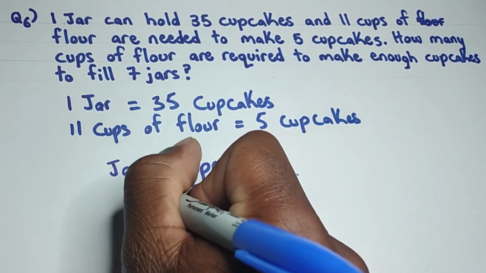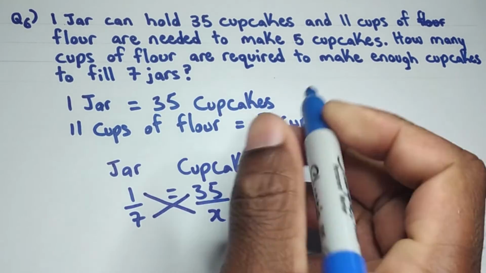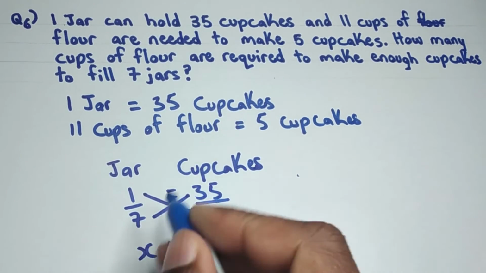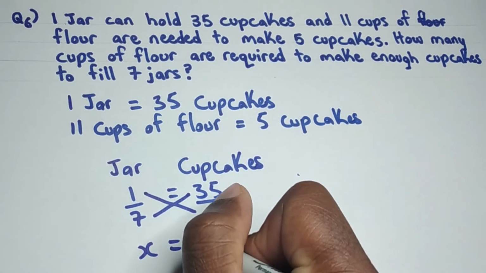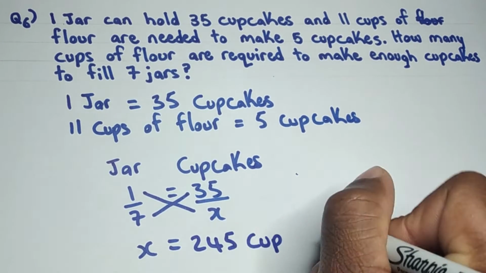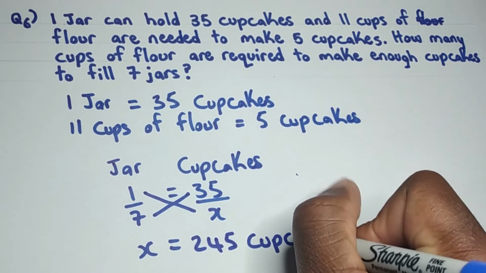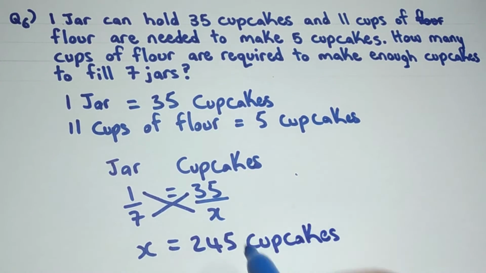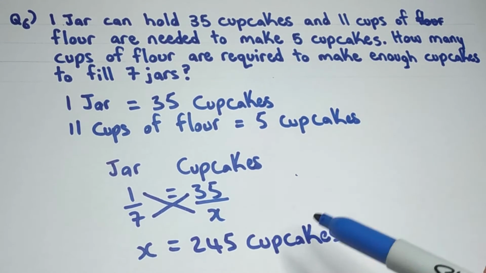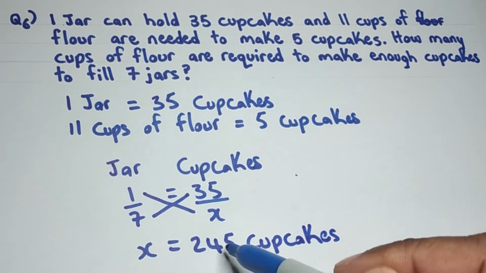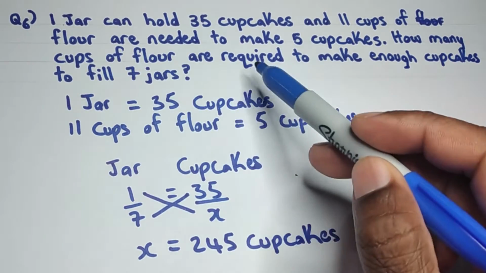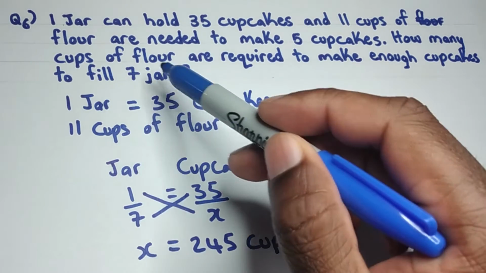Now what I can do is to cross multiply here, being that this is a direct proportional scenario. So x times 1 is x is equal to 7 times 35, which is 245. So 7 jars can hold 245 cupcakes. Alright, 245 cupcakes. What I want to know now is how many cups of flour will it take to make these 245 cupcakes. That will give me the amount of flour that is required to make enough cupcakes to fill the 7 jars.